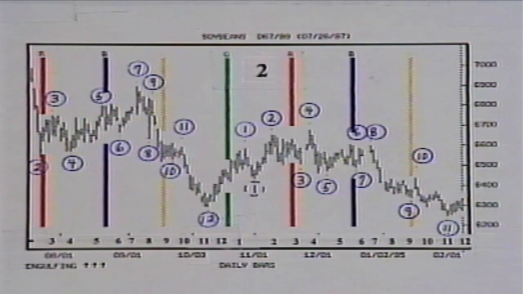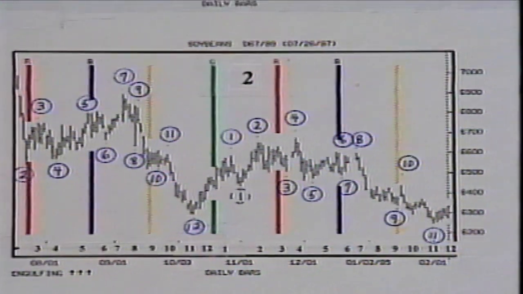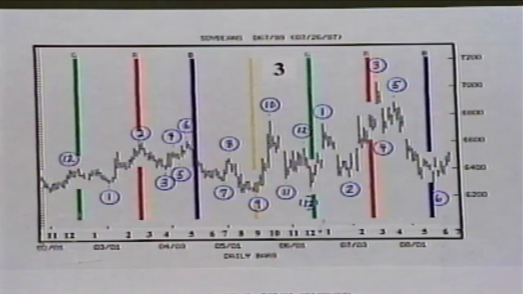Now that 8 was early, and that told us that there's a lot of pressure overhead, and we're probably going to get a pretty good down move off that point because it came early. And of course, that's what it did. We then have a 9, a 10, down to a low 11, and now we move to chart 3, and we have a high 12.